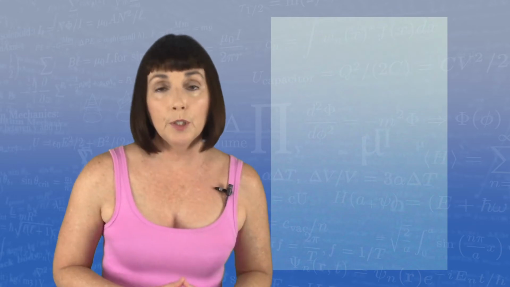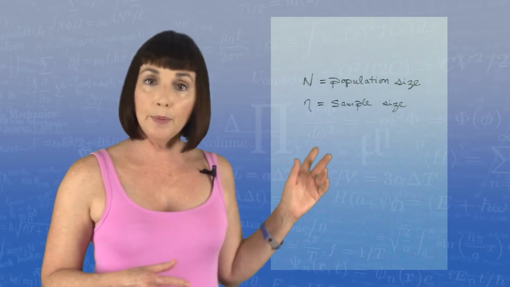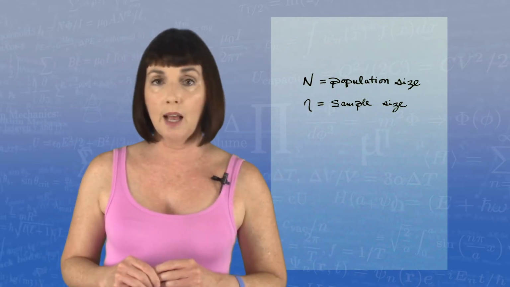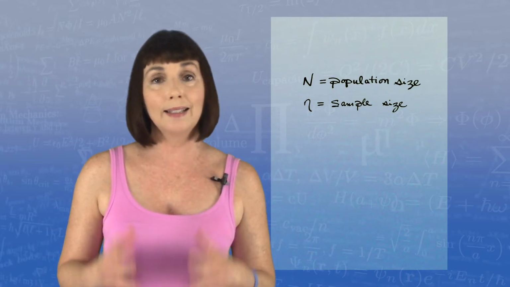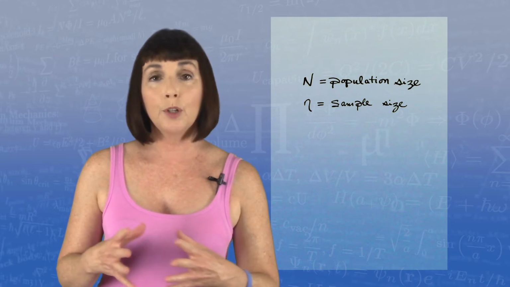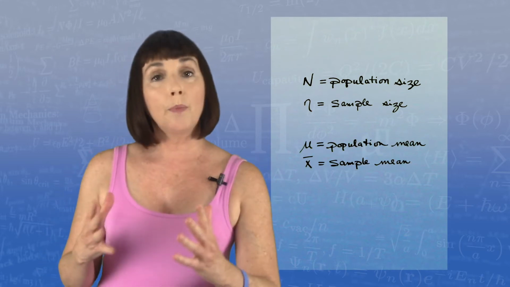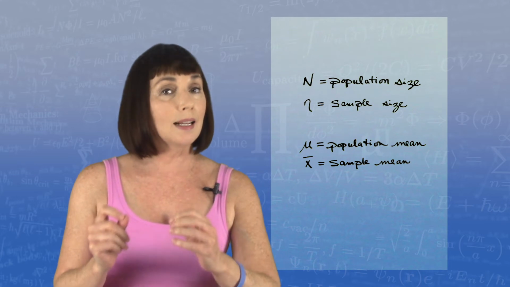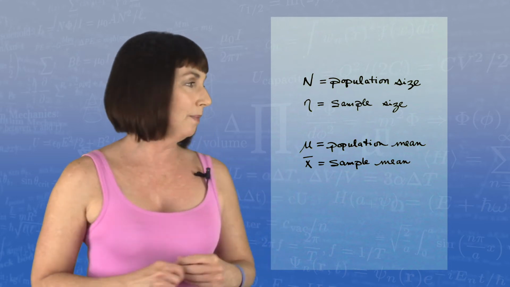Now that we know the difference between population and sample, let's get our notation straight. Capital N is the population size, whereas lowercase n is the sample size. The Greek letter mu is the population mean, whereas x bar is the sample mean.